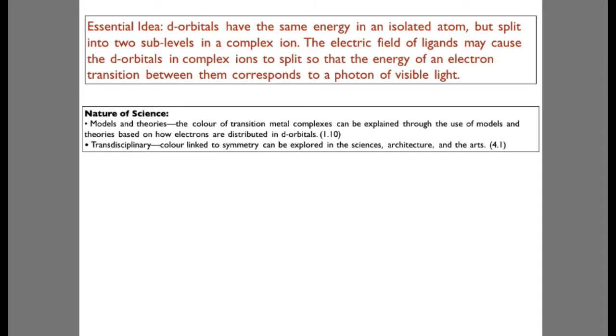Nature of science, models and theories. The colour of transition metal complexes can be explained through the use of models and theories based on how electrons are distributed in d orbitals. And there's a bit of a transdisciplinary thing going on here, because the colour that's linked to symmetry can be explored in the sciences, but also in architecture and in the arts.